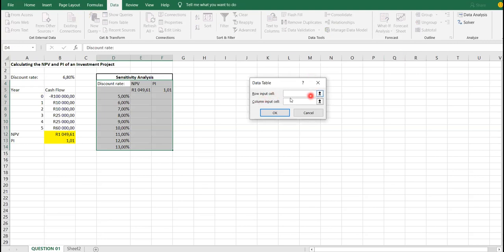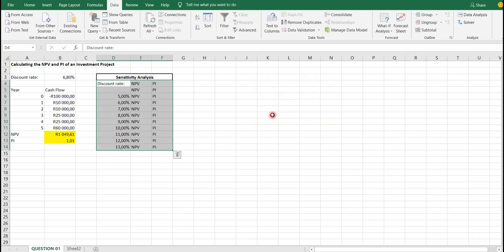Then the row input cell, I'm going to have a row input cell. I've got a column input cell because I want to work with this column. So I'm going to start with this discount rate of 6%. It's in B3, so I put B3 here. Then equal to.